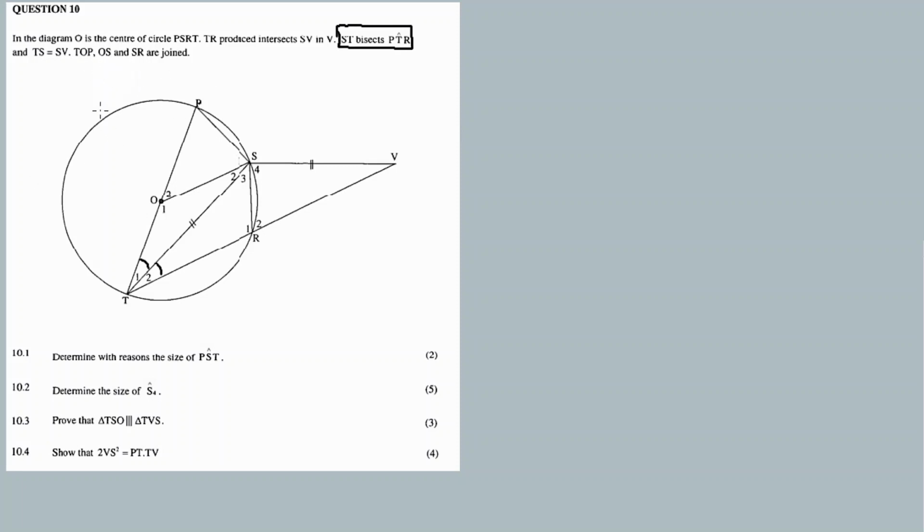Okay. The two important pieces of information are this one and this one, right? Like we produce the intersect.